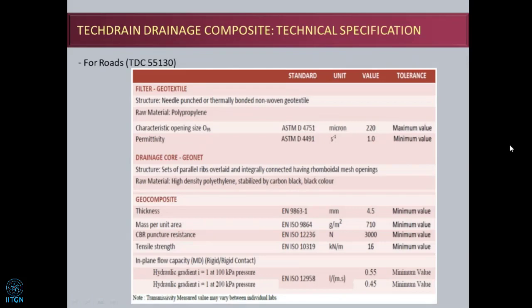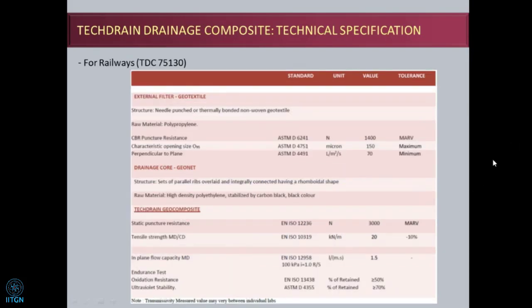So this is the product which we are manufacturing, with the minimum flow that we are going to get. Another product has higher drainage capacity. So that is also something we have.